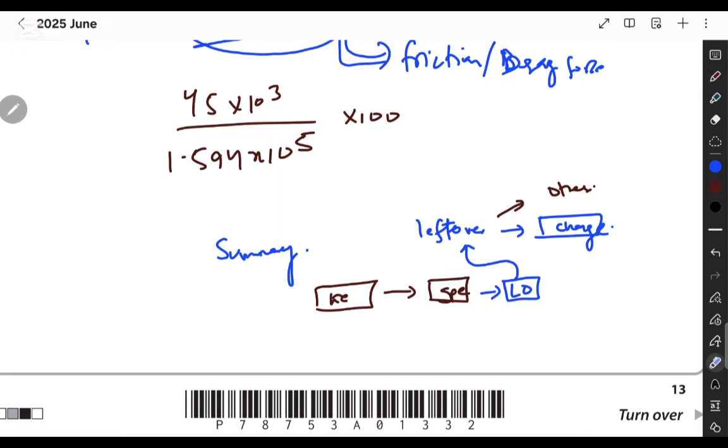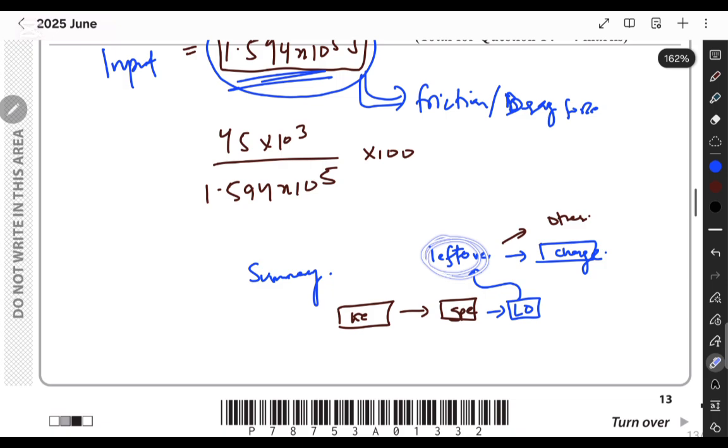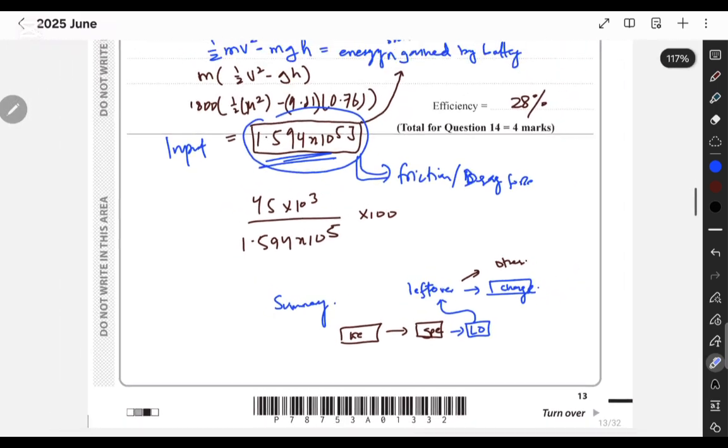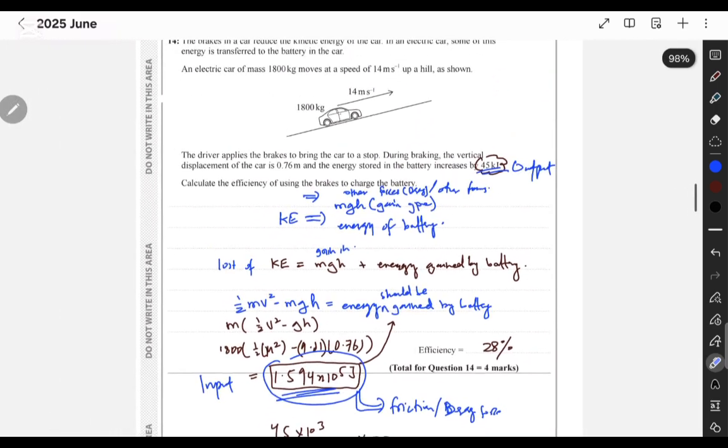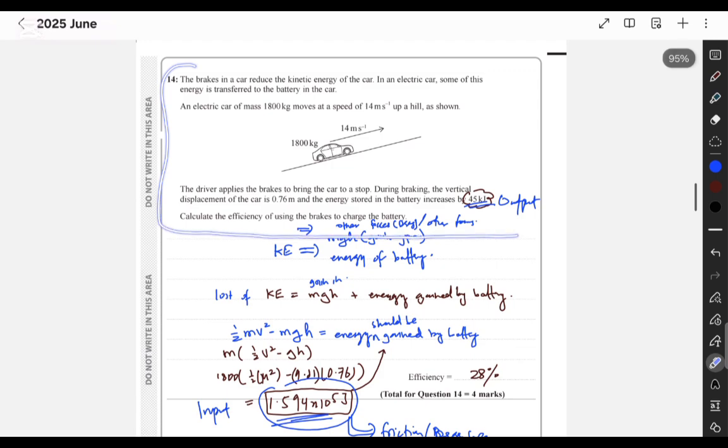So a quick summary chart. Our KE here will be converted, some of it will be converted to GPE, not all, some. The leftover energy that we have, that leftover will be converted into charging the battery. But we notice that this input energy that is supposed to charge the battery, a lot of it is lost to other forms of energy. Okay, so that's a quick summary or recap of the question, because this is quite a tricky question, and it is repetitive as well.